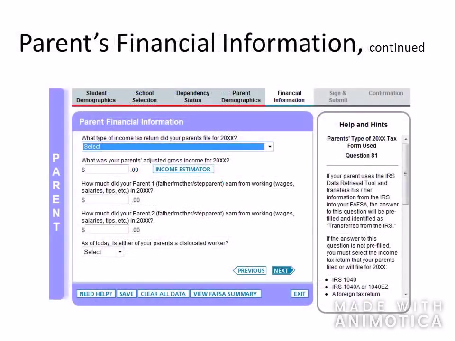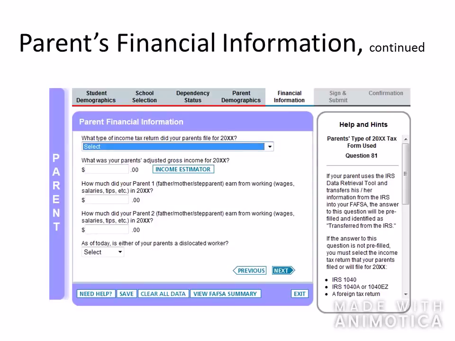Parents must choose the type of income tax return completed. Once selected, the following fields will state exactly which lines on the tax form the parent can locate such items like the adjusted gross income. If you are able to use the IRS data retrieval tool, much of this information will be pre-populated for you. If you are unable to use it, you will have to manually enter your information.